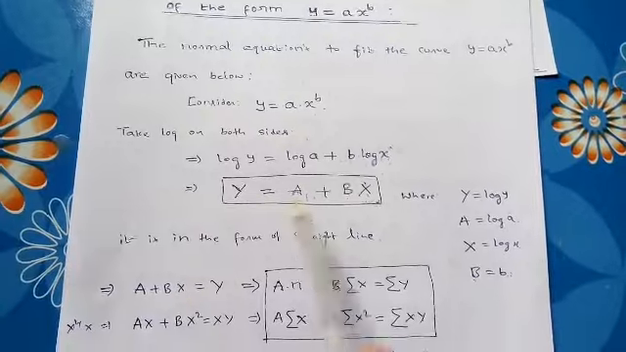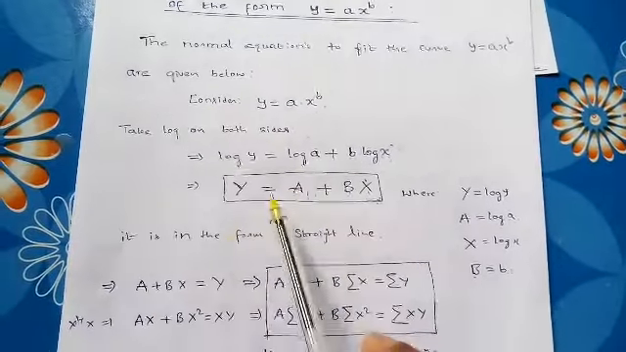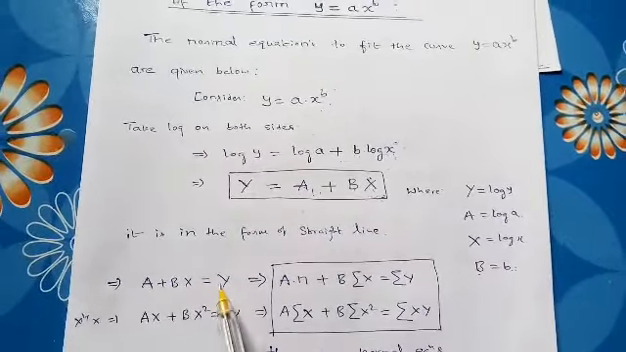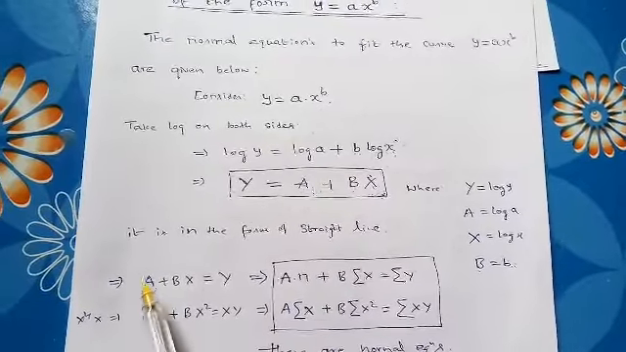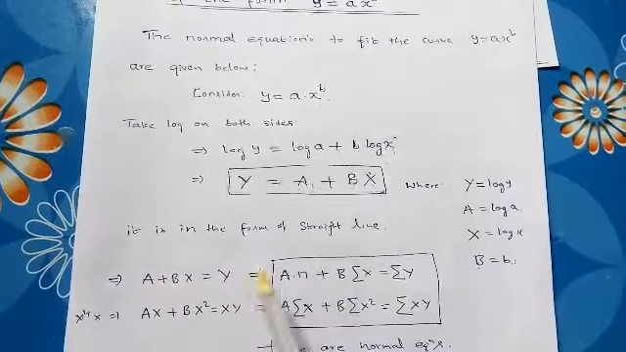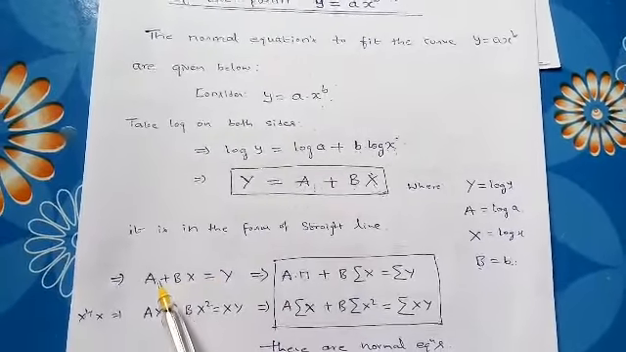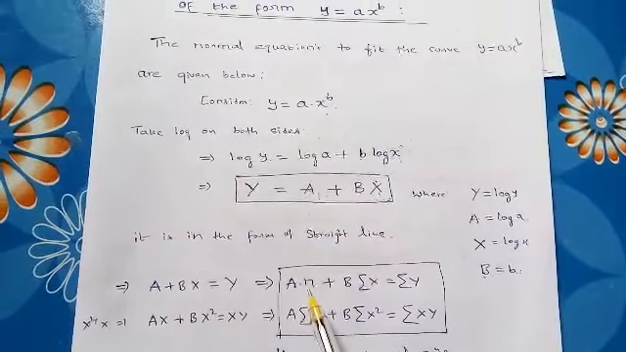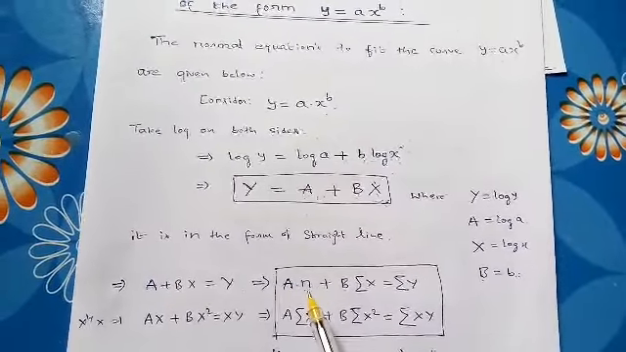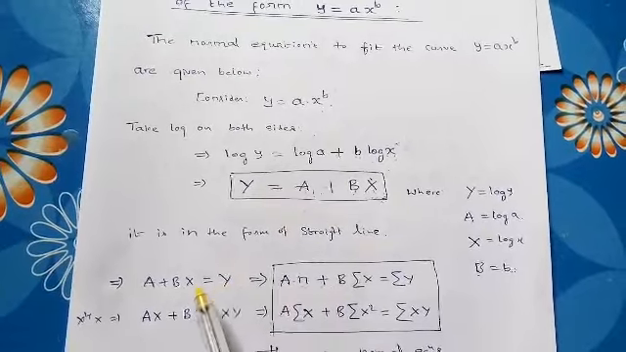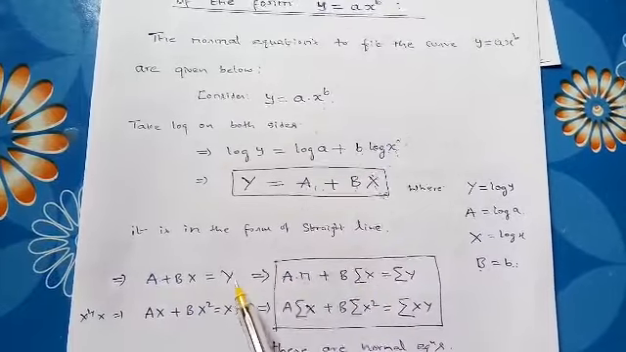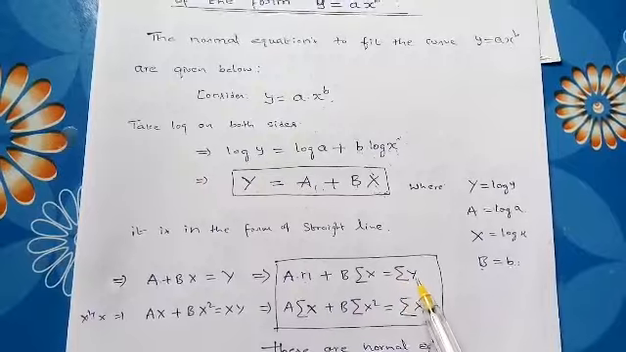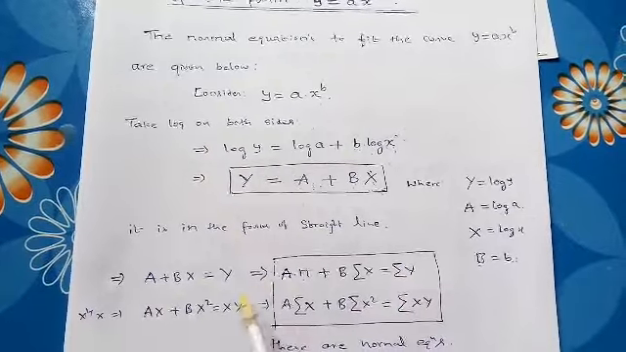We already know how to derive the normal equations for the straight line. So just write the reverse form of this equation, A plus BX equals Y, to derive the normal equations. Take summation on both sides. Here we have to treat A as a constant, so A into 1. A into summation of 1 is n, where n means the number of values given in the table. Plus B, a constant, into capital X, so summation of X, equals summation of Y. We have to apply summation throughout the equation.